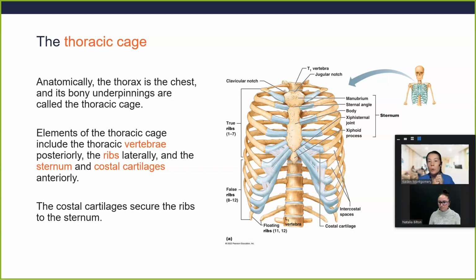So it is really important to protect that thoracic cage and identify if there is anything wrong or broken in it so that we can maintain its integrity so it can continue its role of protection.